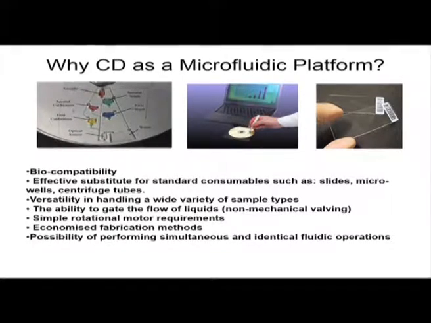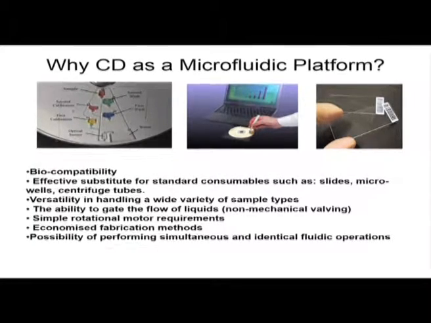First, it is biocompatible. Biocompatible means you can use it for biological purposes. It is an effective substitute for standard consumables which you use in a biological laboratory, like slides, microwells, centrifuge tubes. These are very common consumables that you will find in biotechnological or biomedical applications, or even in pathological diagnostics applications. It has versatility in handling a wide variety of sample types. Okay, so lots of different types of samples can be handled.